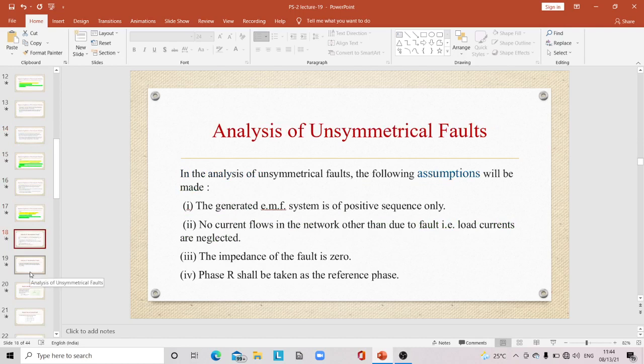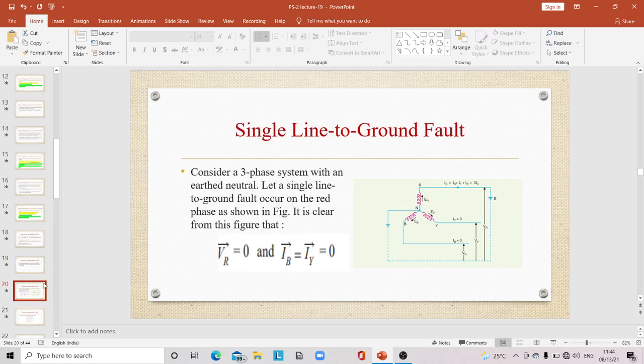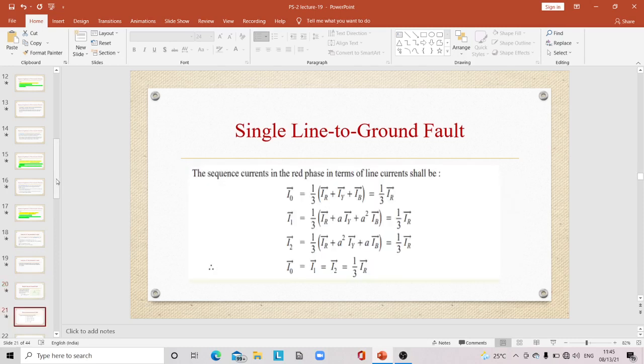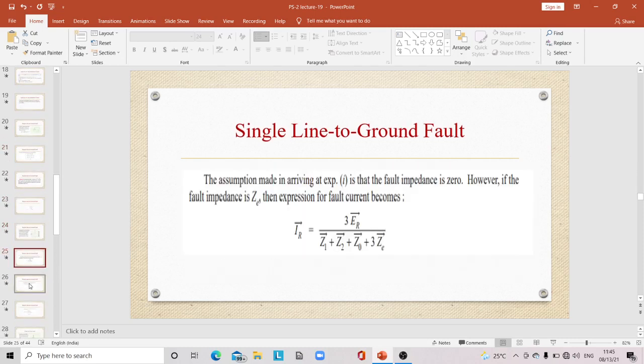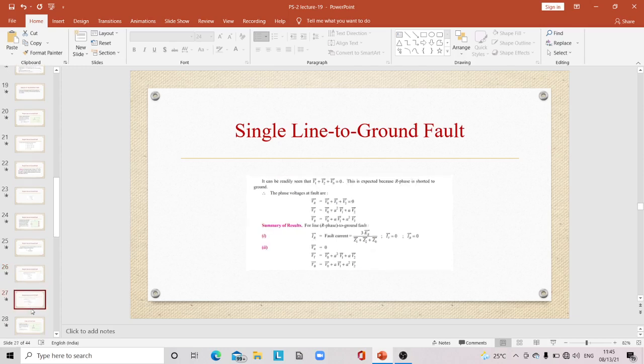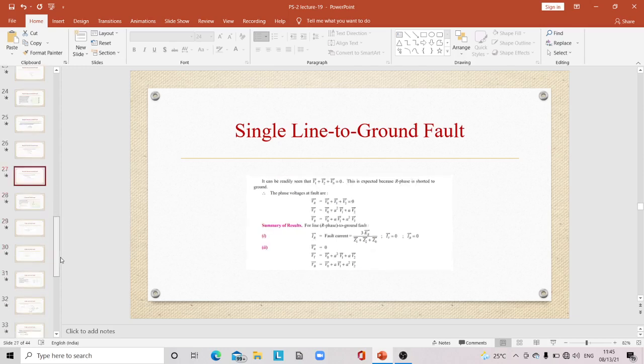Then we have seen the analysis of unsymmetrical faults. 4 assumptions are made here. That is, EMF generated should be of positive sequence only. No current should flow in the network other than fault current. Third is, impedance of the fault should be 0 and phase R should be taken as the reference phase. So, in analyzing the unsymmetrical faults, we are making 4 assumptions. Okay, and for each fault, that is for single line to ground fault, line to line and double line to ground fault, we have found the voltages and current equations.